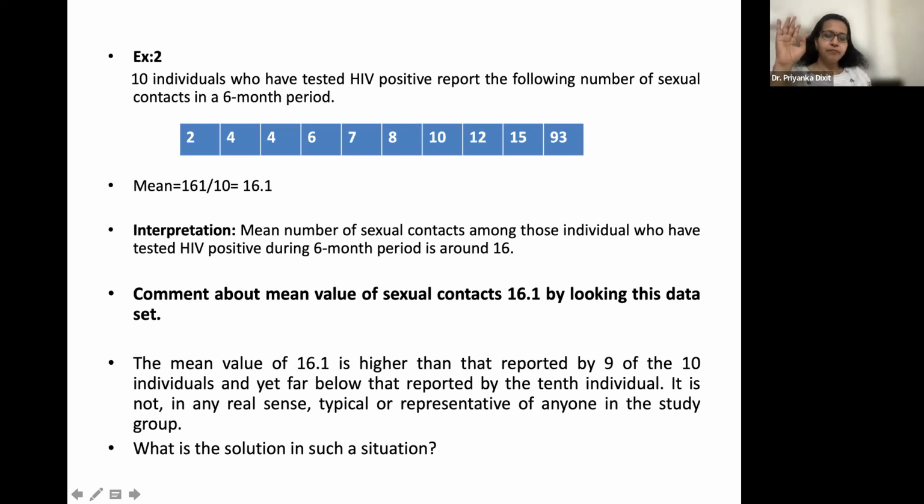Is it okay? Yes. Now, if I'm going to remove the last observation, let's say I will remove this 93, can you all calculate the median? Calculate and write down the answer in your chat box. If I'm saying remove the 93 observation from this data.